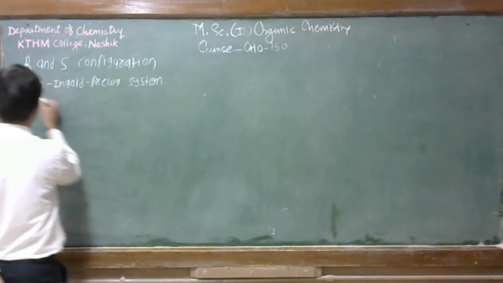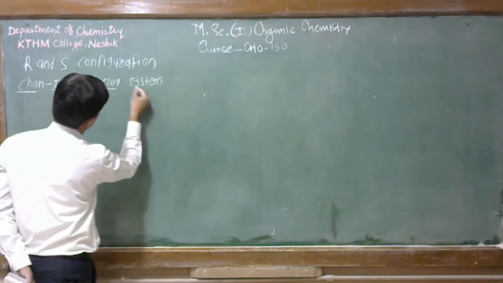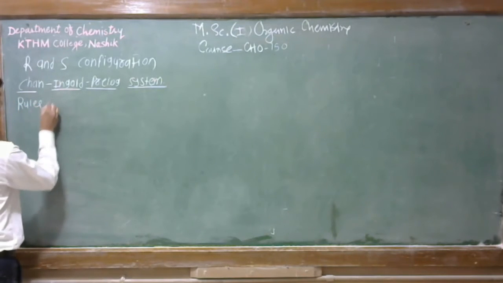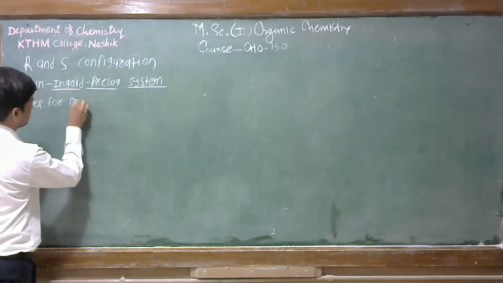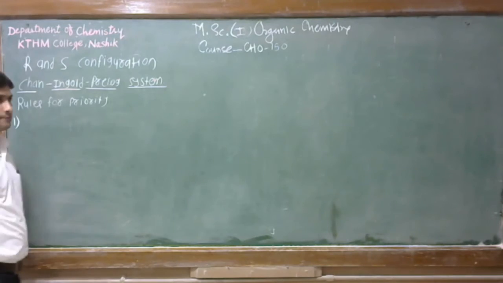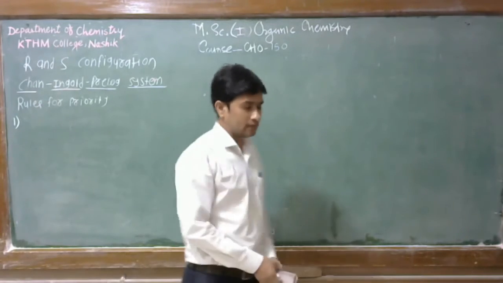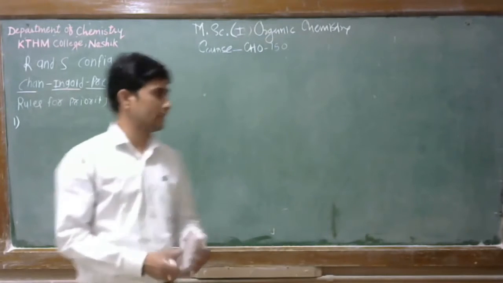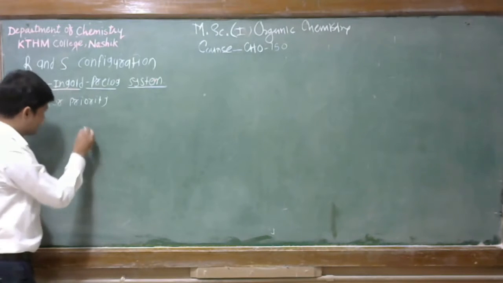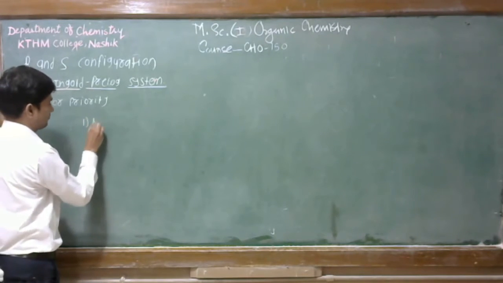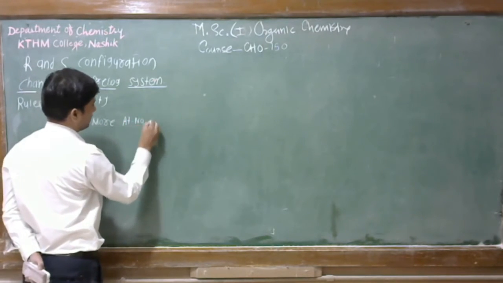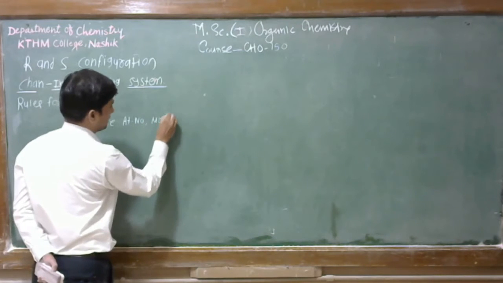In the Cahn-Ingold-Prelog system, there are some rules for the priority that we are discussing here. Rules for priority. The first rule is: the higher the atomic number, the higher the priority.